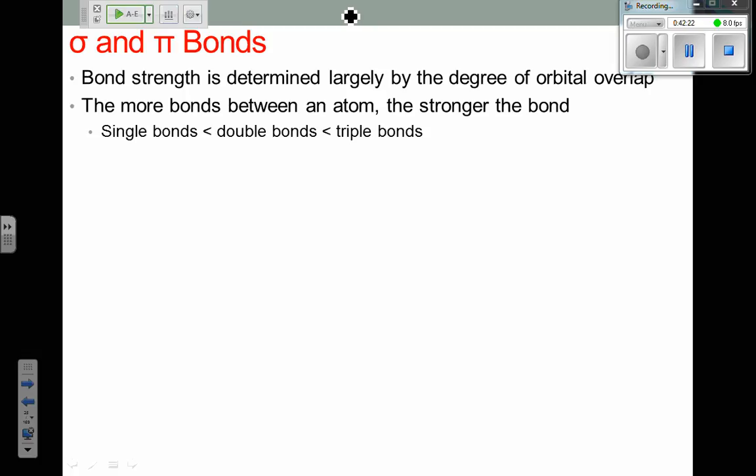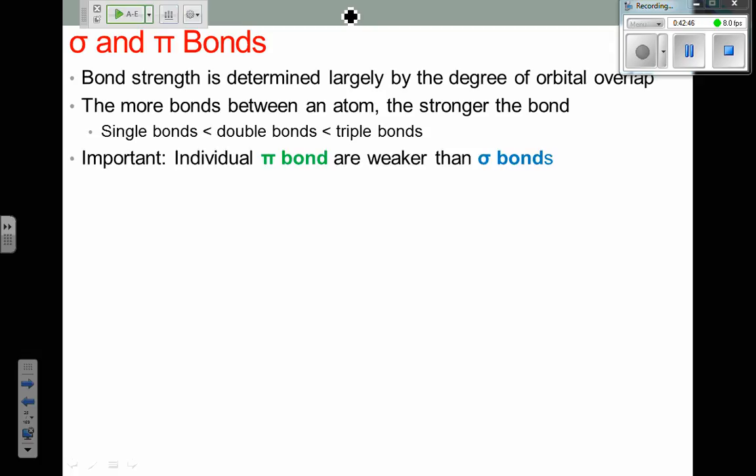rotate. So if a double bond is fixed in one position, it can't rotate to the other, and rigidity is brought into the structure, which will make a huge difference in physical properties. So it's really important we understand that. The more bonds between atoms also result in a stronger bond. So single bonds are not as strong as double bonds, and triple bonds are the strongest.